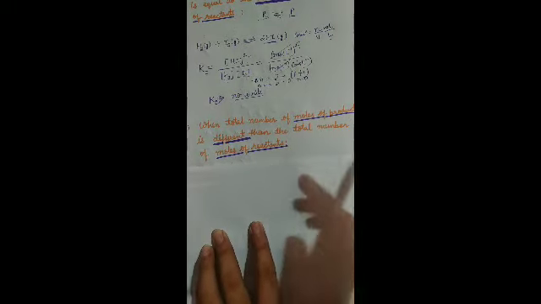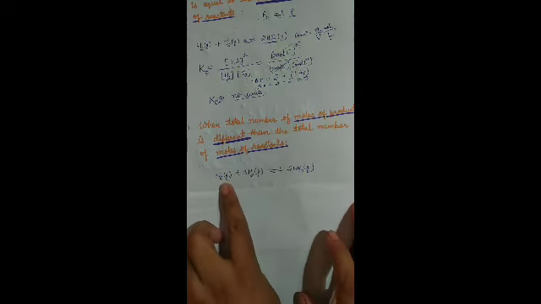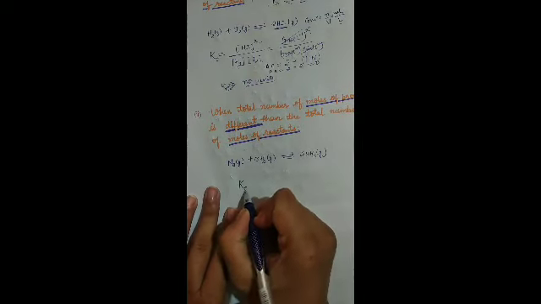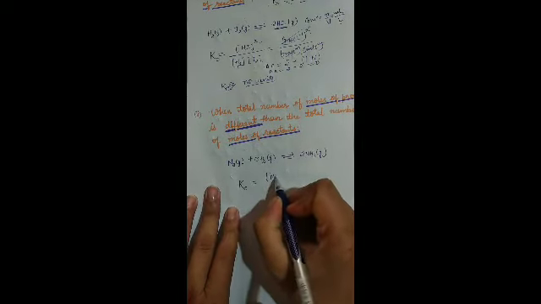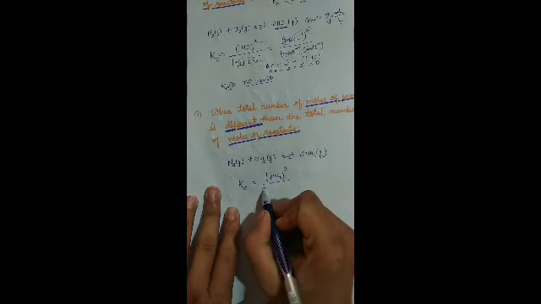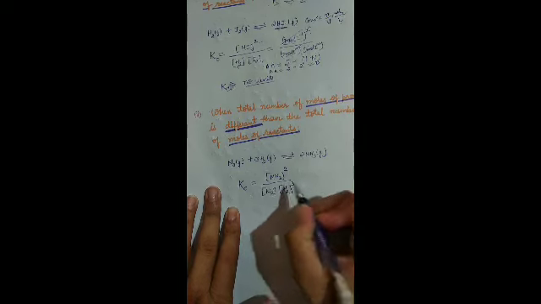Now similarly, the next condition: when the number of moles of the products is different from the number of moles of the reactants, what will happen? Let's check. The example is N2 plus 3 H2 giving 2 NH3 in equilibrium. Suppose we have to write down the value of Kc. Kc will be equal to the concentration of NH3 whole power 2, because the stoichiometry is 2, divided by the concentration of N2 and the concentration of H2 to the power 3.